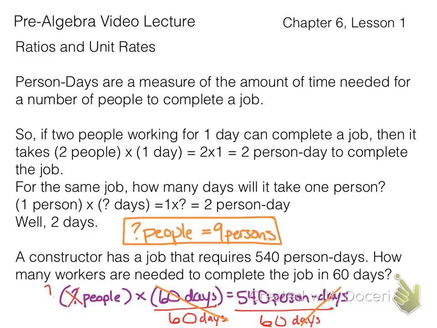The number of people times the number of days equals the number of person days. And normally they'll tell you the number of person days and then expect you to either figure out how many people are needed or how many days are needed. And there will only normally be one variable.